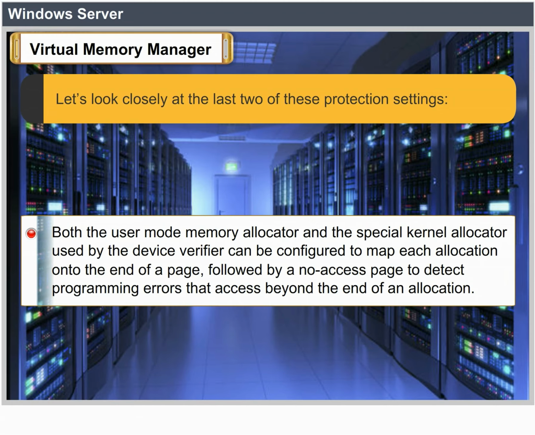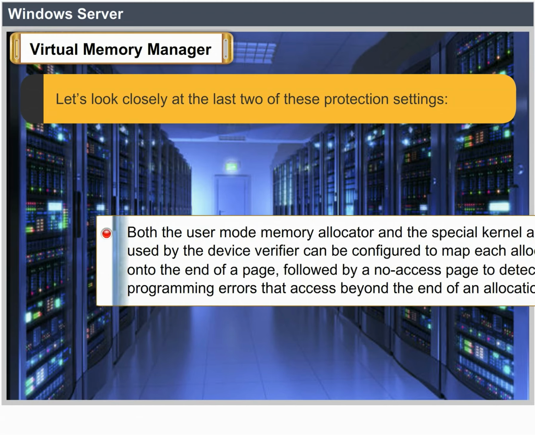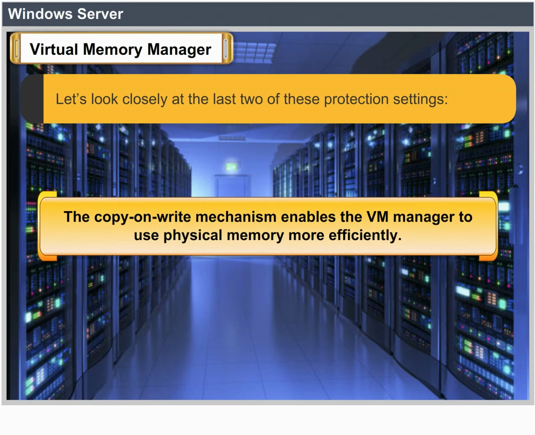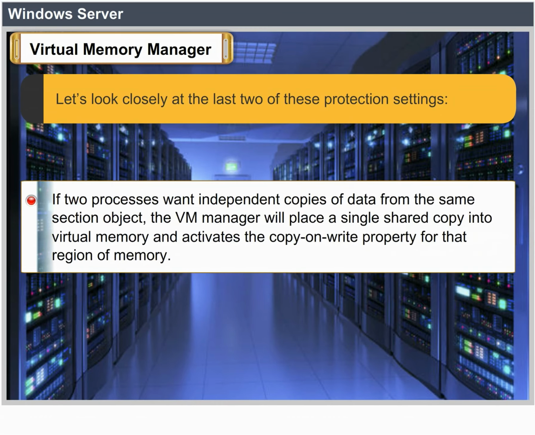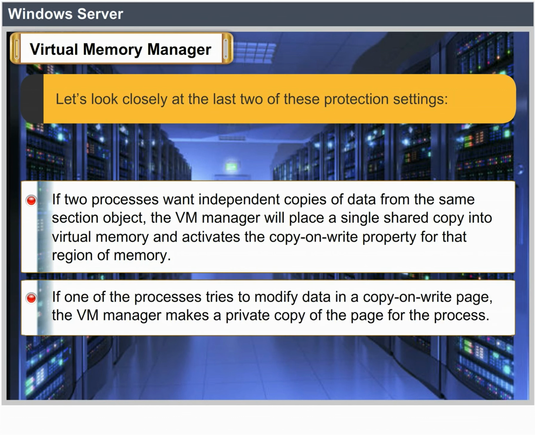The copy-on-write mechanism enables the VM manager to use physical memory more efficiently. When two processors want independent copies of data from the same section object, the VM manager places a single shared copy into virtual memory and activates the copy-on-write property for that region of memory. If one of the processors tries to modify data in a copy-on-write page, the VM manager makes a private copy of the page for the process. A page table layout is shown below.